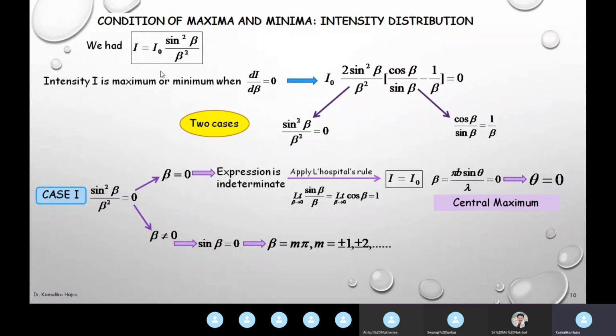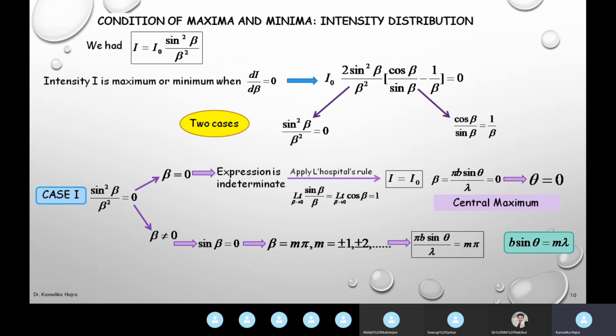So we see intensity becomes 0. When beta equals m pi, where m is some positive or negative integer, the intensity is 0. And when does this happen? When beta, which is pi b sine theta by lambda, equals m pi, or in other words, b sine theta equals m lambda, with m not 0.